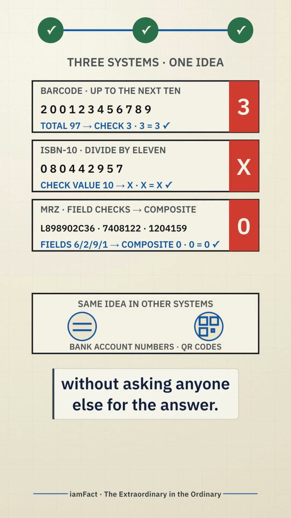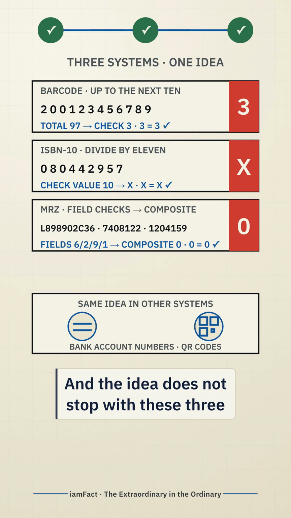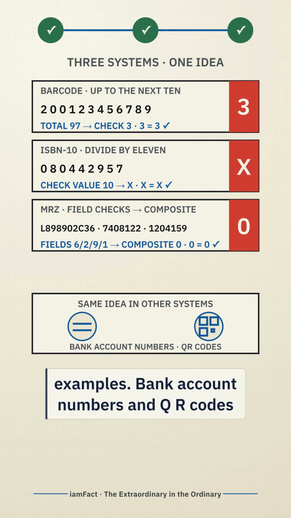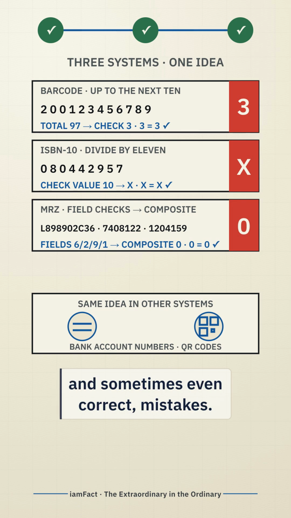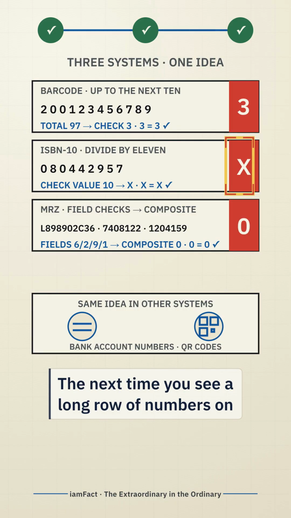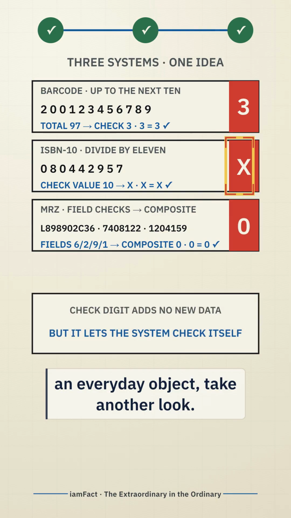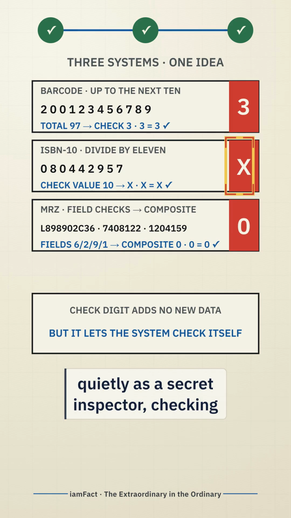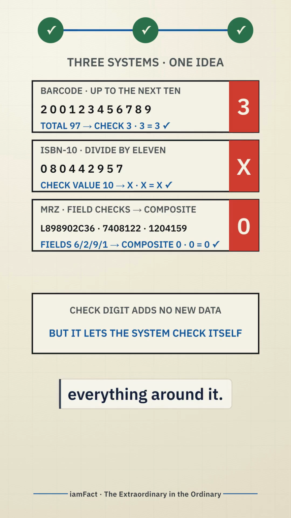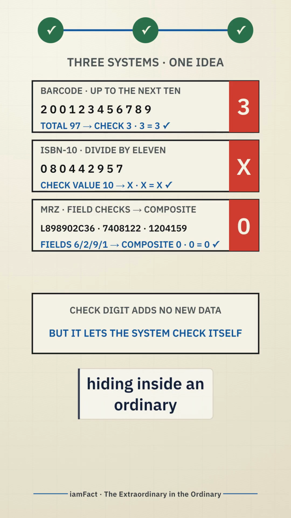And the idea does not stop with these three examples. Bank account numbers and QR codes use related forms of redundancy to detect and sometimes even correct mistakes. The next time you see a long row of numbers on an everyday object, take another look. One character in that row may be working quietly as a secret inspector, checking everything around it. That is the extraordinary idea hiding inside an ordinary line of numbers.